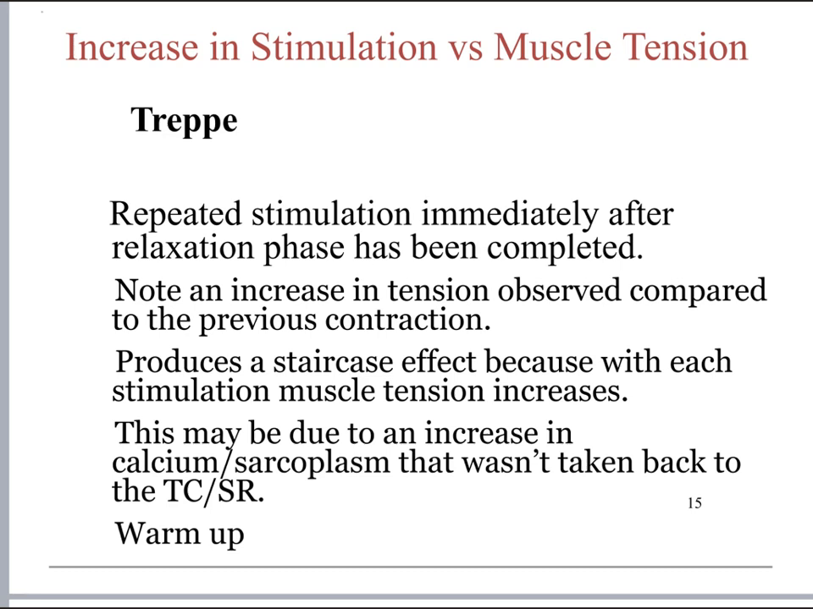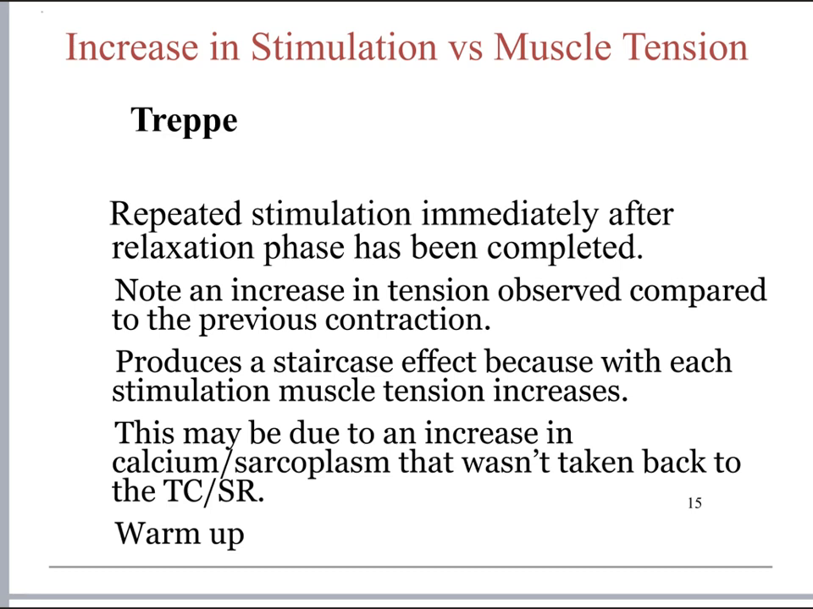The first one we're going to look at is treppe. This is a repeated stimulation immediately after the relaxation phase has been completed. Note the increase in tension observed compared to the previous contraction. This is producing a staircase effect because with each stimulation, muscle tension increases. Now, what causes this? Well, it's due to an increase in calcium in the sarcoplasm that wasn't taken back to the terminal cisterns or the sarcoplasmic reticulum.